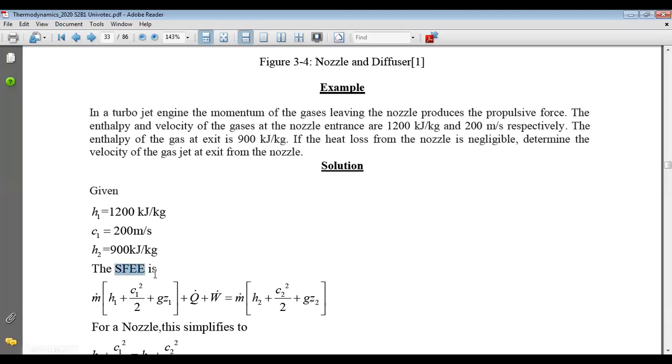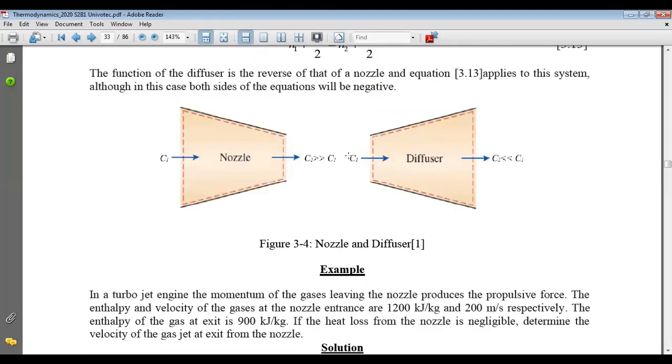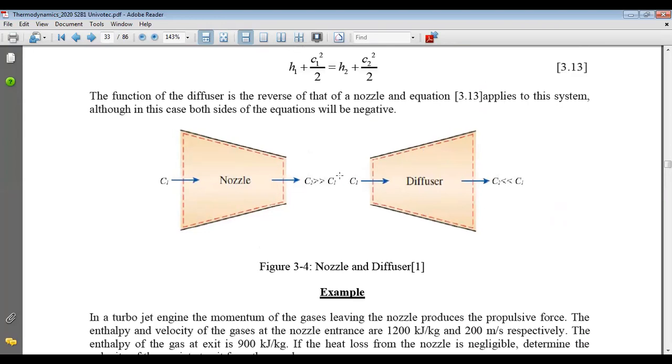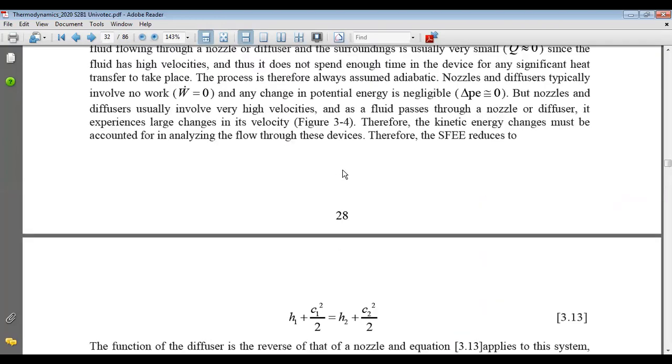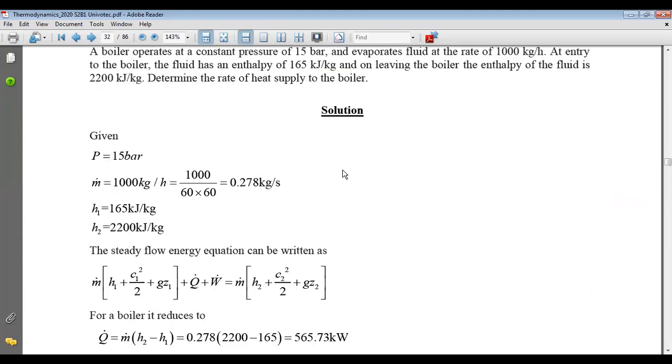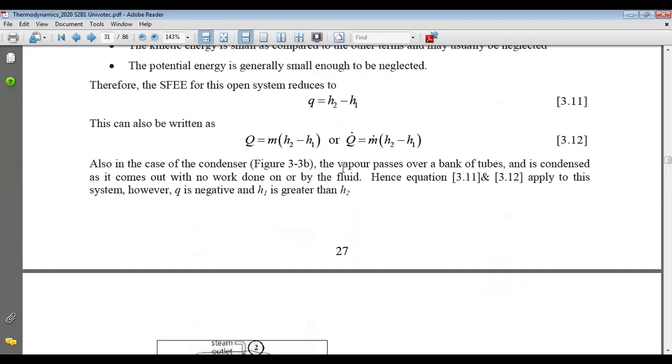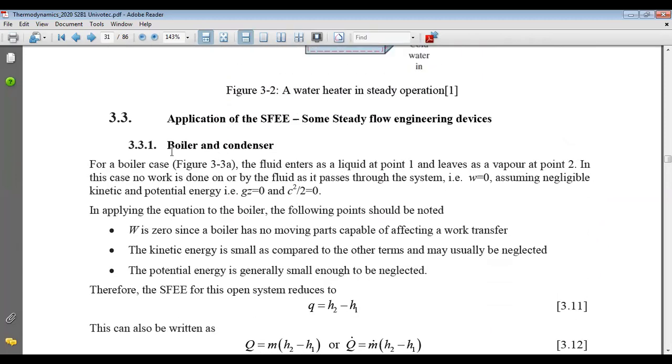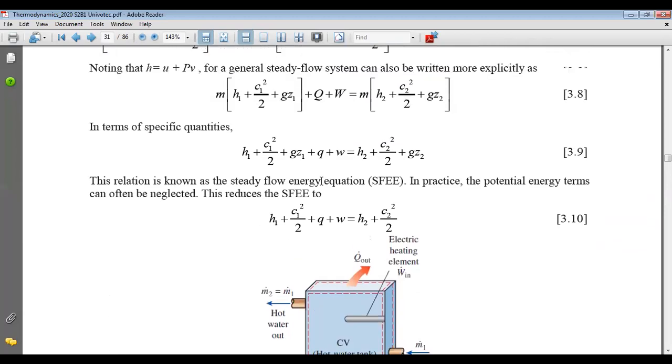SFEE. C1 incoming, C2 leaving. See, in a nozzle C2 is much bigger than C1. Diffuser the other way. So in the aircraft engine, at the end of the engine, you see the nozzle. Nozzles and diffusers. So SFEE, you can see applications.